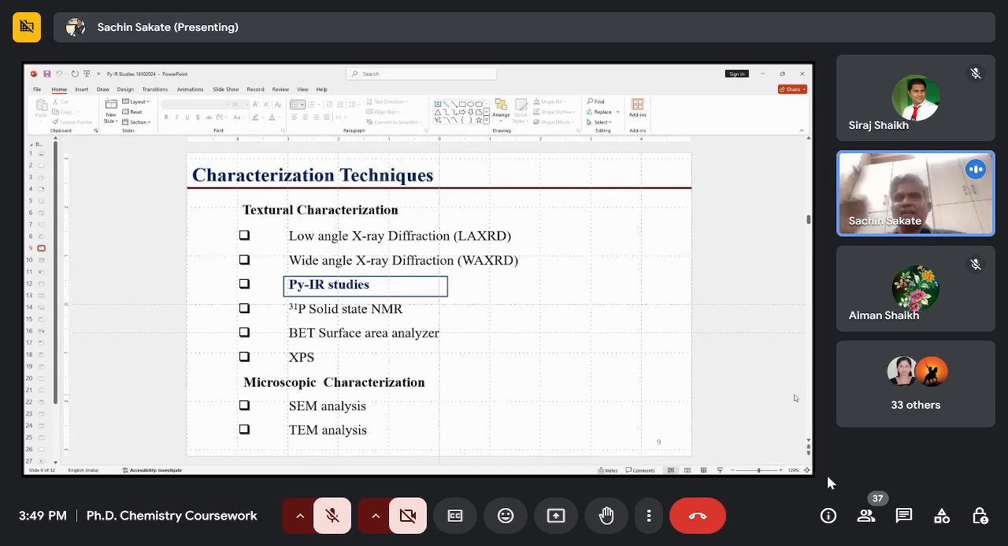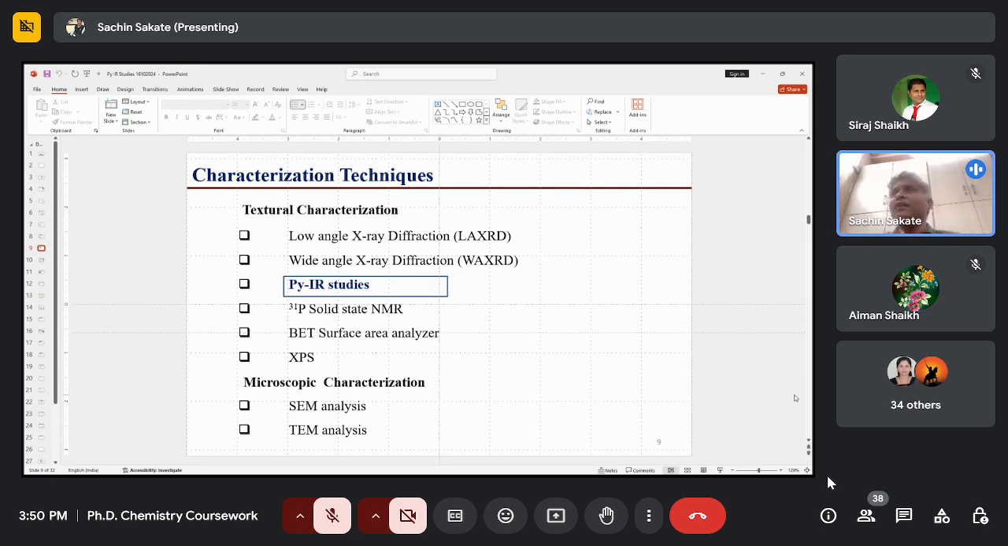Low angle XRD shows a very characteristic peak at 2 theta, which is the characteristic identification of a mesoporous material. Wide angle XRD, everybody knows, everybody has used it; you have already discussed the X-ray diffraction technique. The main area I am going to focus on is the Pyridine IR studies, which we will see in the next few slides.